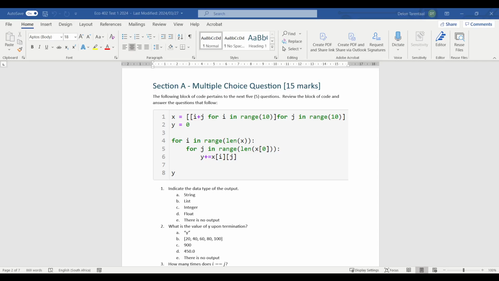Now, the first question doesn't really require any calculation. It just says indicate the data type of the output. That output refers to y. What's the data type of y? Integer, perfect. What would make it a float? Right, so if i plus j was some sort of a quotient or a multiplication with a float, your data type would have been a float, right?